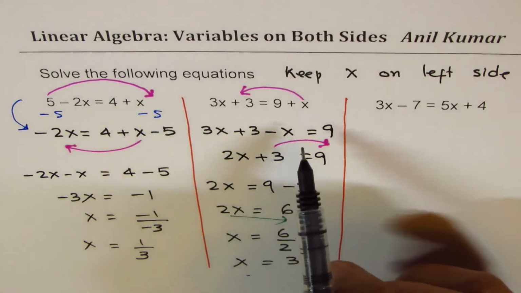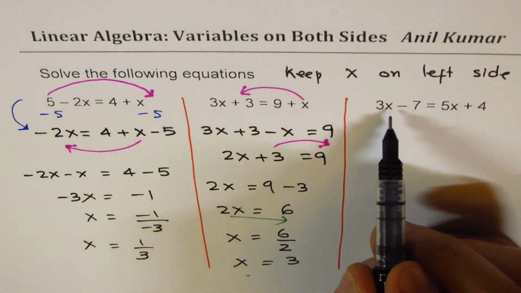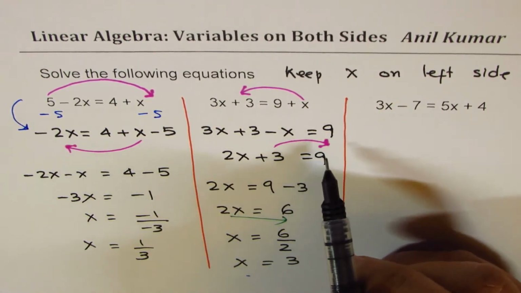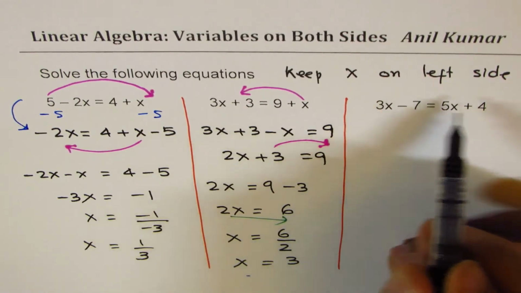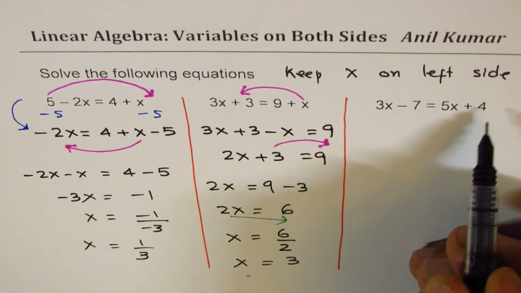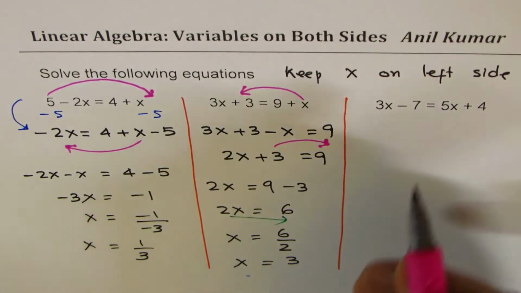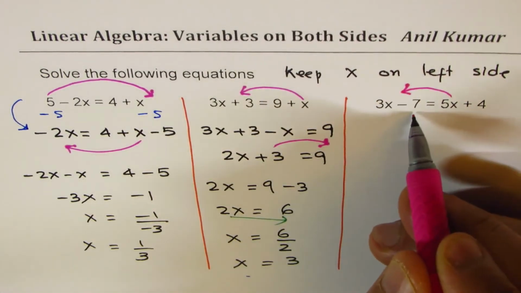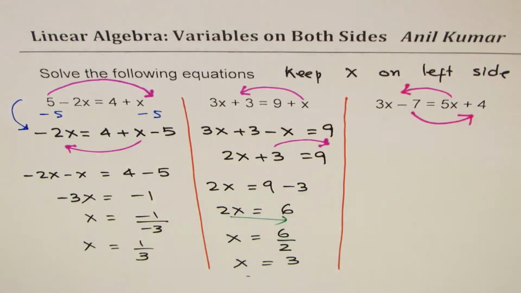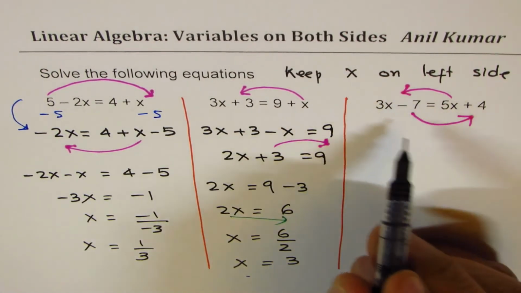Now let's adopt the same strategy. Now the second part, which I don't want to confuse: you could actually take them to the right side also. It's up to you, but we'll keep x on the left side. So let's bring x's on the left side and take the numbers on the other side. We can do both the operations together.